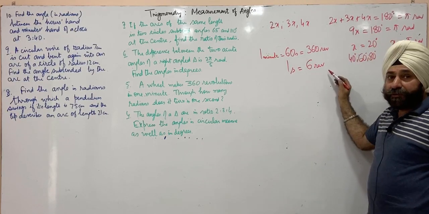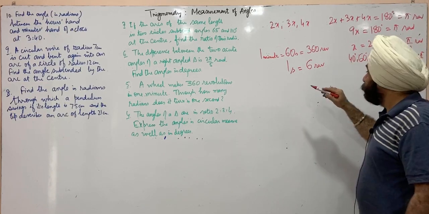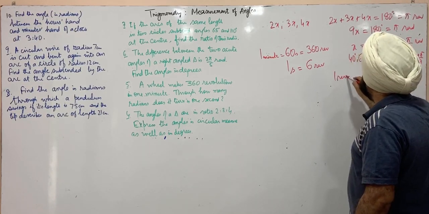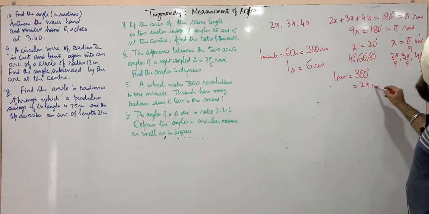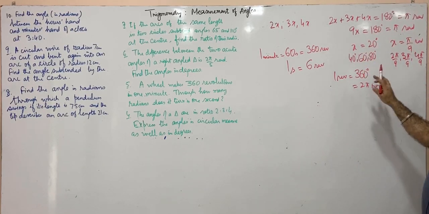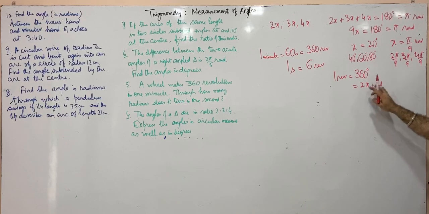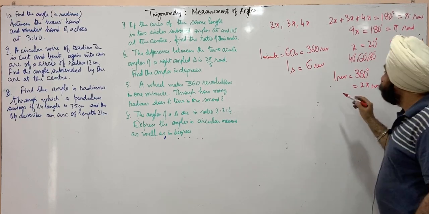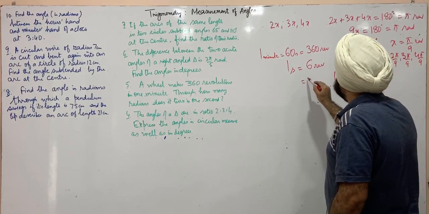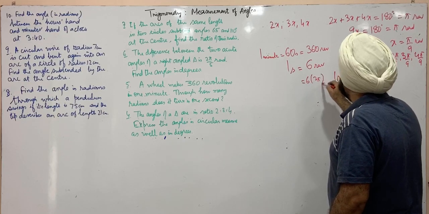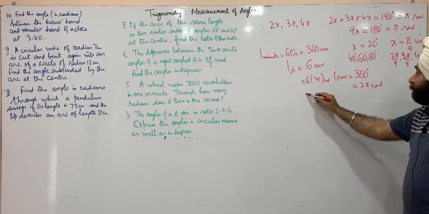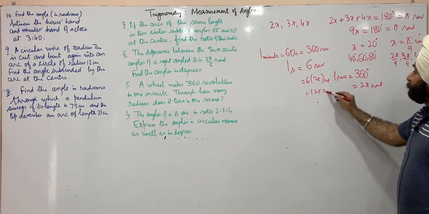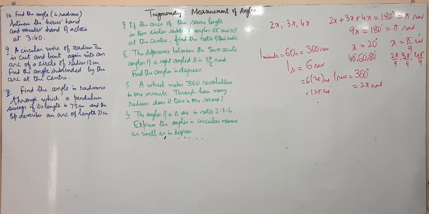And what is 1 revolution? 1 revolution is 360 degrees, that will be 2 pi radians. 180 degrees is pi radians, 360 degrees is 2 pi radians. So 6 revolutions means 6 into 2 pi radians. So this is the answer, 12 pi radians, and this is per second.